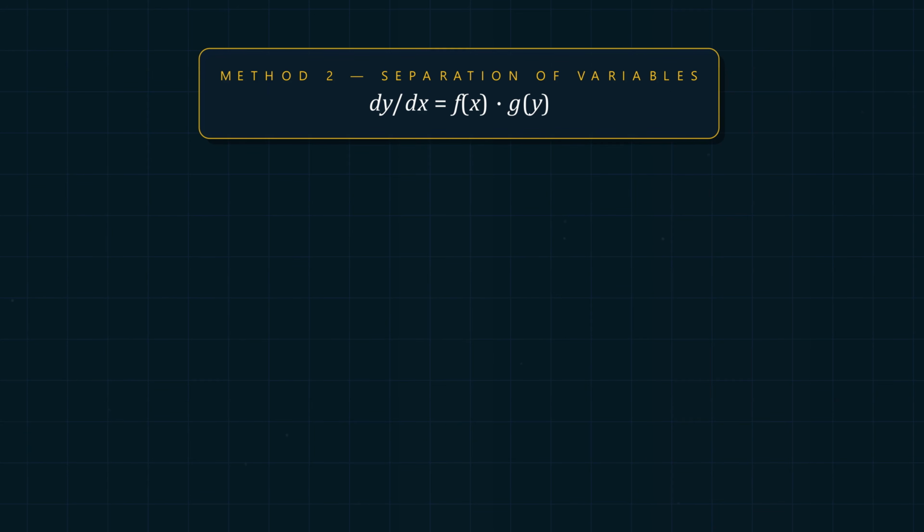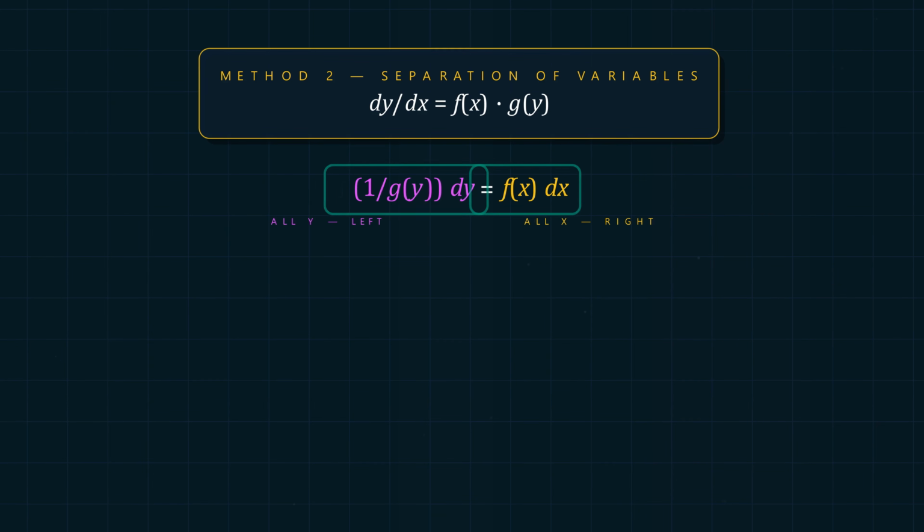It works when the right-hand side of dy over dx can be written as a function of x only times a function of y only. dy over dx equals f of x times g of y. We rearrange: 1 over g of y times dy equals f of x times dx. All the y terms are on the left, all the x terms are on the right. Then we integrate both sides independently.